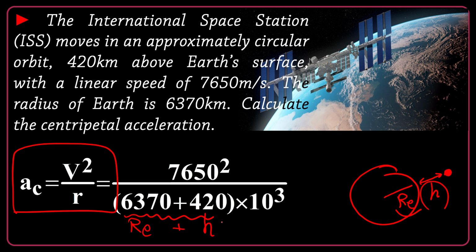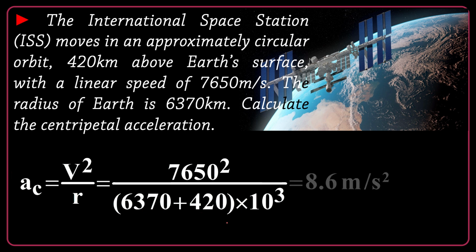So in the parentheses, you see the addition of these two values. On the other hand, I should multiply it by 10 to the 3. The reason is that the denominator must also be in SI units, so 10 to the 3 converts kilometers to meters. That's all. The answer will be 8.6 meters per second squared. This is the centripetal acceleration of the ISS.